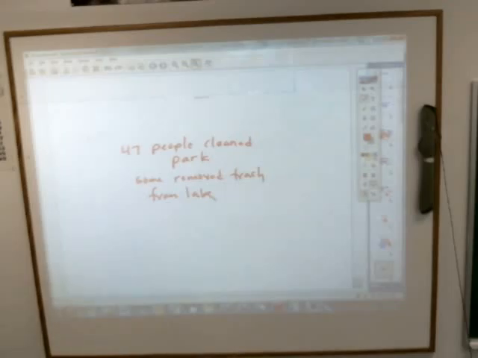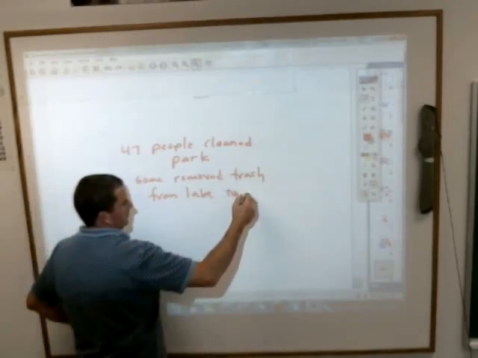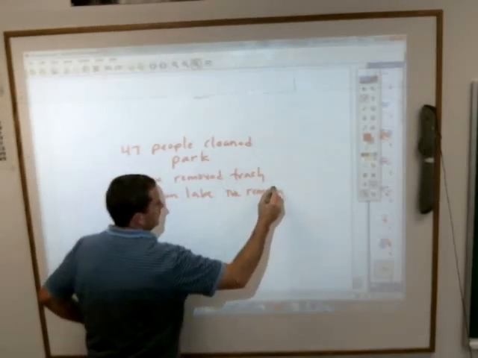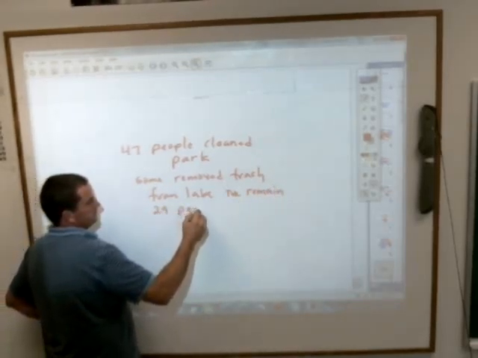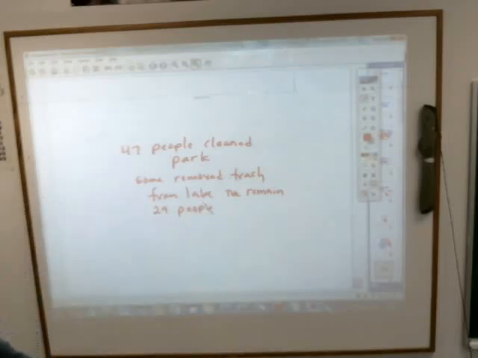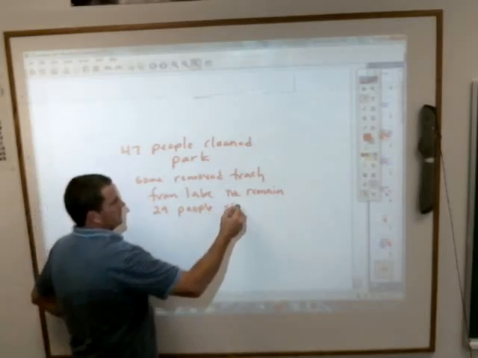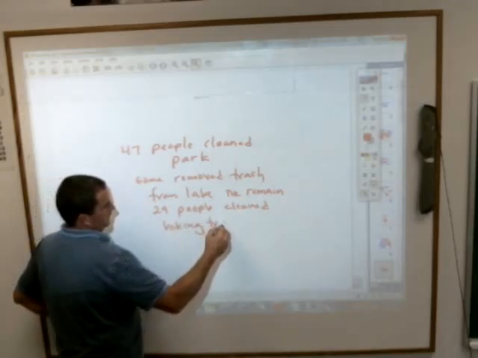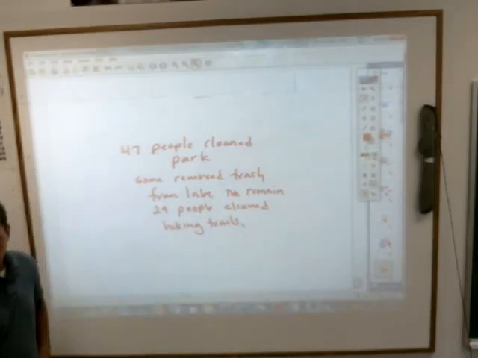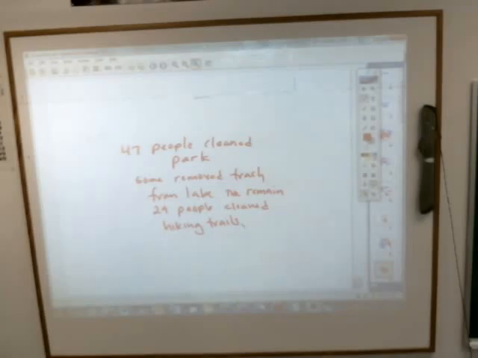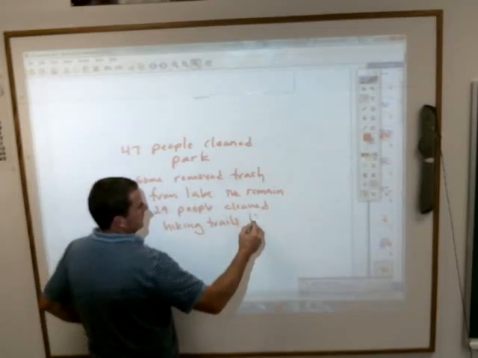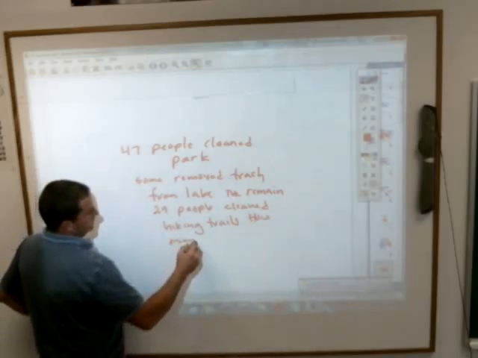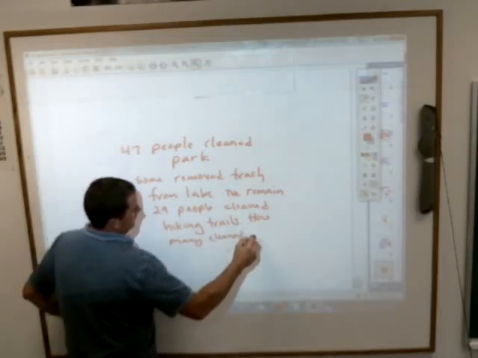And the remaining 29 people, what did those 29 people do, you ask? They cleaned up the hiking trails. And the question is, how many people cleaned the lake?